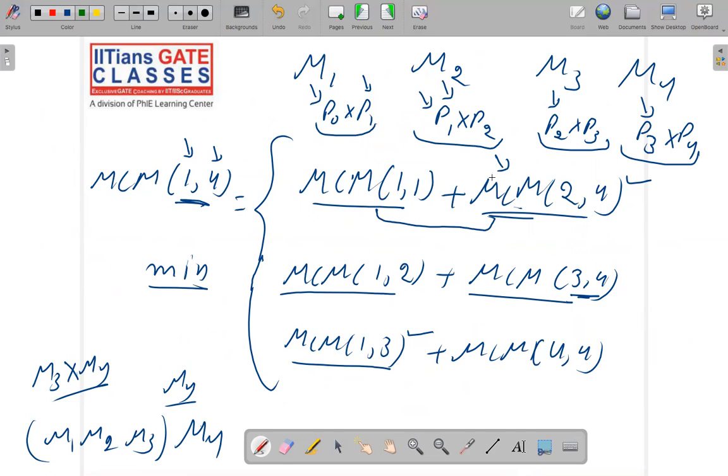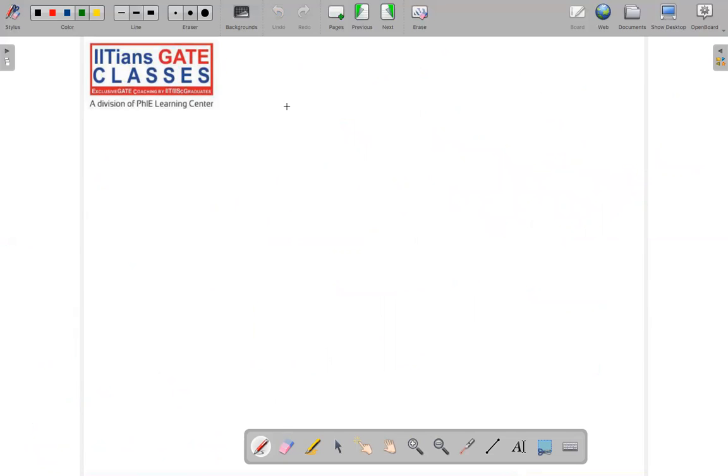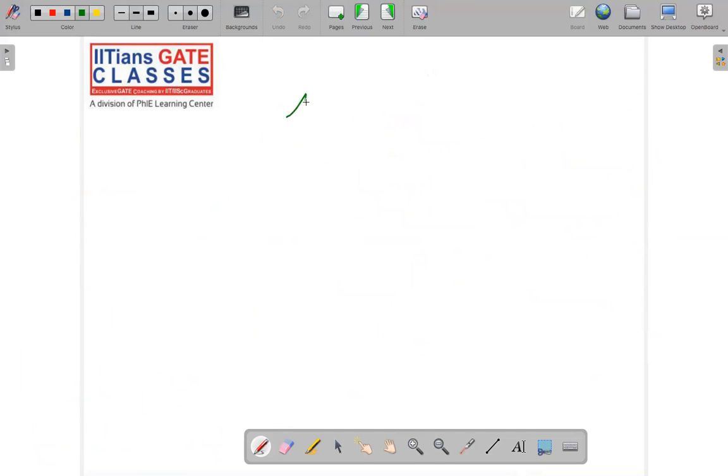Let's see what will be the dimension of the end matrix once we multiply 2, 3, and 4. I will give you an example here also. Let's check this example: 2, 3, and 4. M2 has dimension 1, 2. I'm taking just an example. M3 has dimension 2, 3, sorry, and M4 has dimension 3, 1.